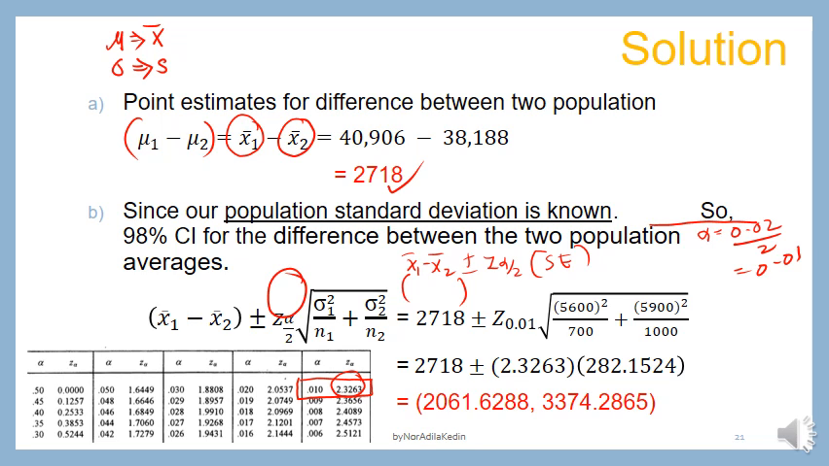Nak interpret sama juga, we are 98% confident that the difference between the two population mean is between 2061 to 3374.